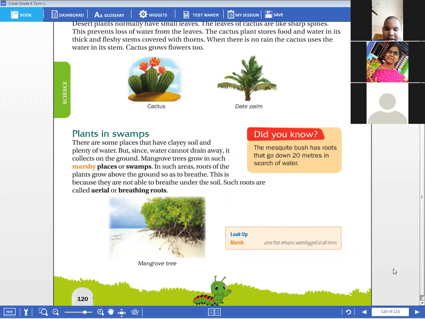Okay, students. Let's wait for a couple of minutes. Let your friends also join the class, okay? Until then, let's revise yesterday's topic. Okay, ma'am. Revise yesterday's topic, children. Plants that grow on deserts and plants grown in swamp areas.